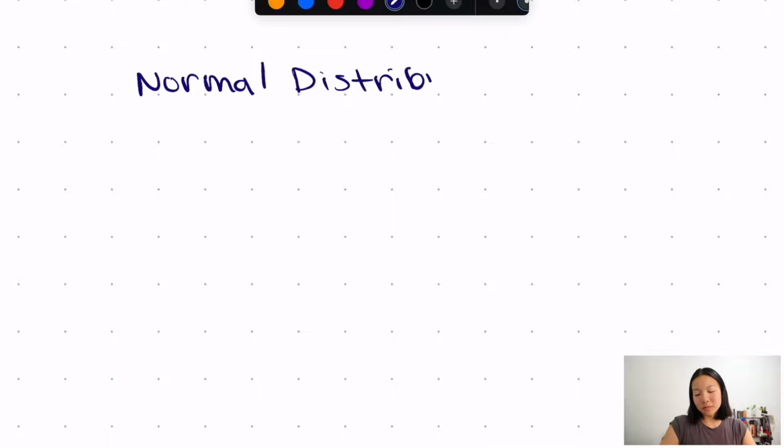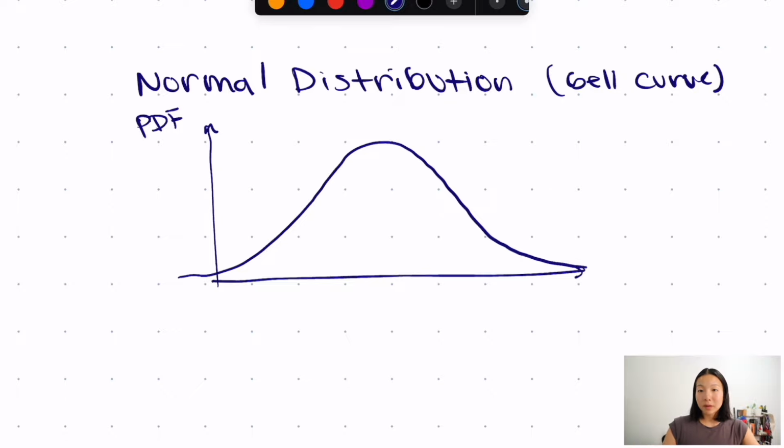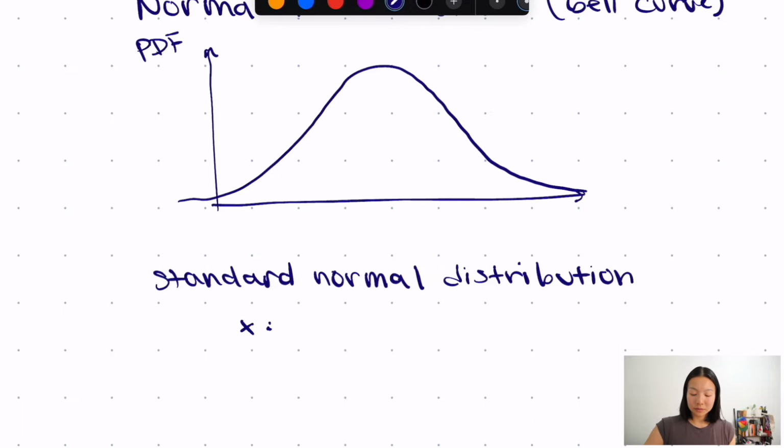So let's talk about normal distributions a little bit. A normal distribution looks like this. This is the probability density function. And it has a bell curve shape to it. So if you've ever heard of the bell curve, then that represents the normal distribution. And actually the first thing we're going to talk about is the standard normal distribution. In the standard normal distribution, our x-axis is actually going to be in terms of standard deviations.